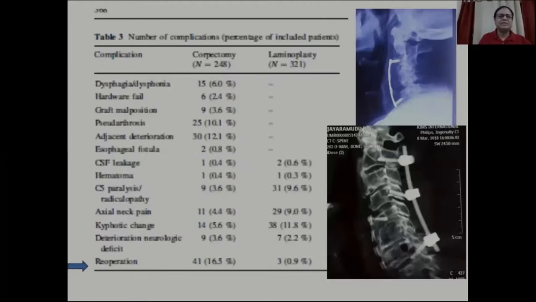The complications reported were that the reoperation rate was to the extent of 16% in the anterior. And this was primarily due to hardware failure or graft malposition, or pseudoarthrosis or adjacent level disease, 12%. So as compared to posterior approach, the reoperation rate was only 0.9%. So if you compare this with the meta-analysis, it appears that posterior approach or laminoplasty is better.